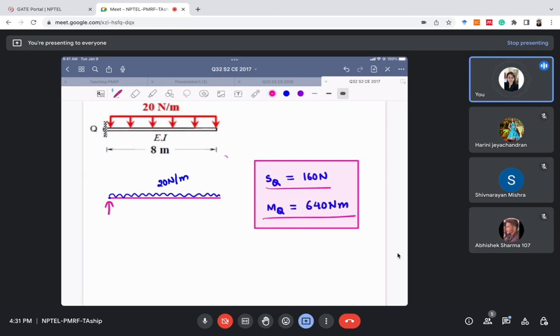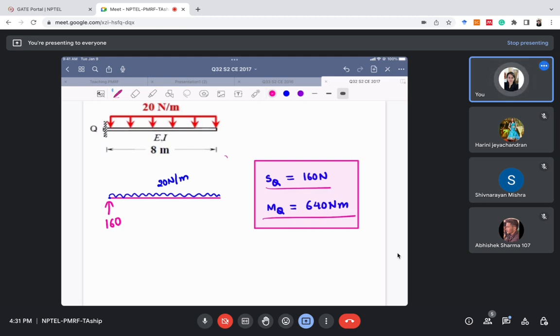It will be 20 multiplied by 8, right? Why 20 multiplied by 8? Because we need to satisfy the vertical equilibrium. Now for this beam, the vertical equilibrium is satisfied, right? The total downward load is 160 kilonewton and the total upward load is also 160 kilonewton. So vertical equilibrium is satisfied.